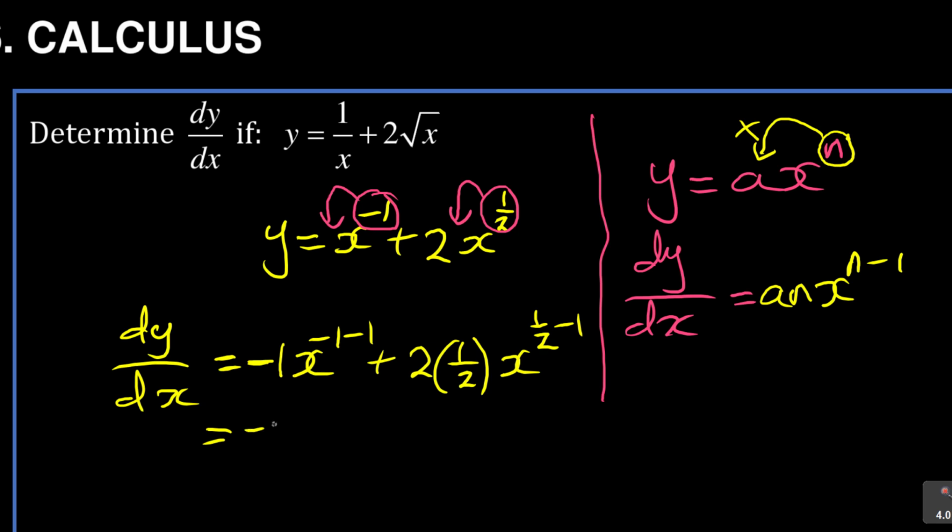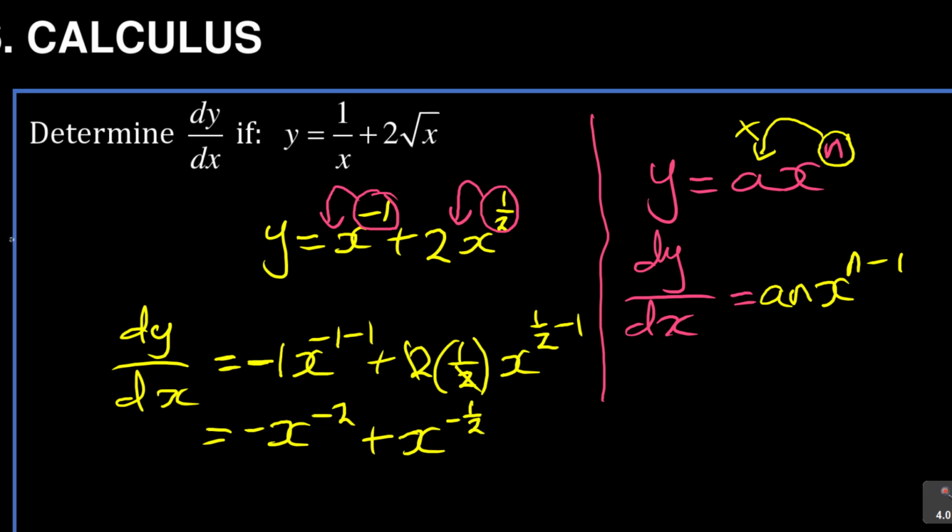It's minus x to the power of negative 1 minus 1, that should give us a negative 2. And then you simplify that half there, which is plus, 2 times a half, that's 1. So it'll be just x, then to the power a half minus 1. A half minus 1 is negative half.